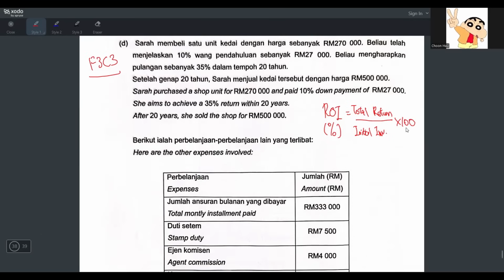Okay, now let's read the question. Sarah purchased a shop unit for 270,000 and paid 10% down payment of 27,000.